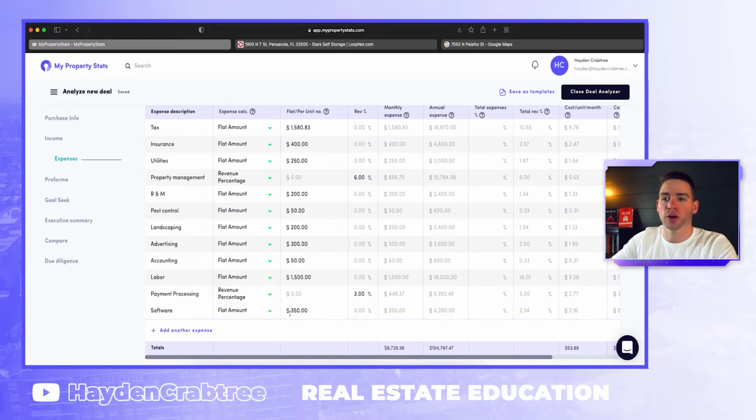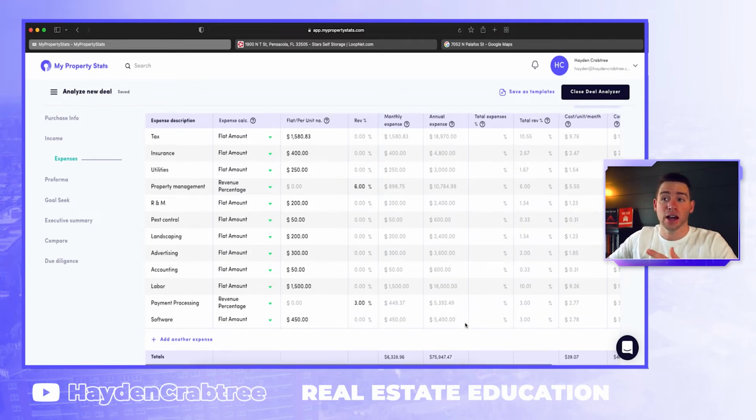And then software, $350. It's actually going to be $250 for their property management. It's going to be another $100 per site for their gate. So that's going to be $450 a month of software. And if they were to take credit cards, which most people do, that's a 3% payment processing, which comes out to $53.92. So I don't care how they're running the facility. This is the expenses I would face.